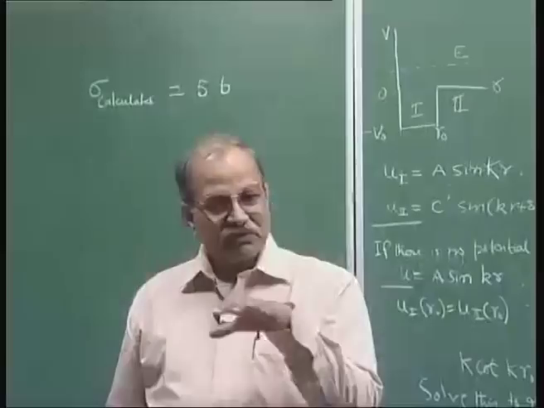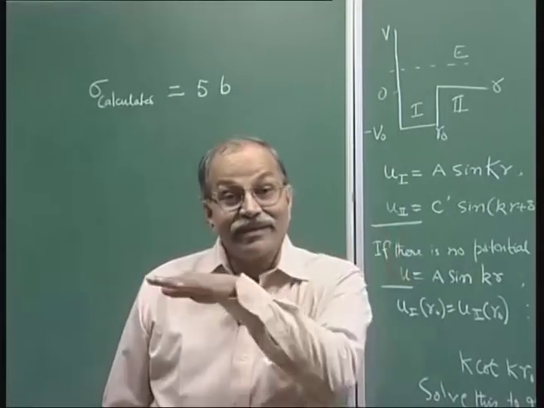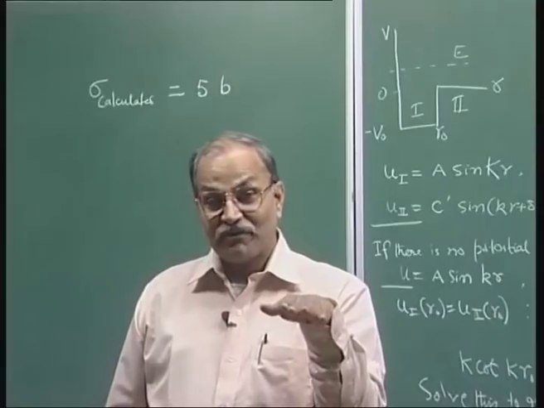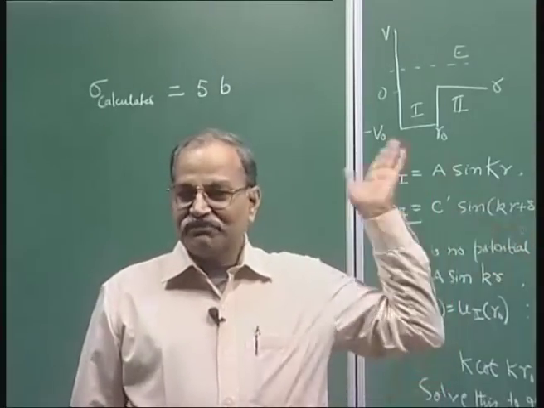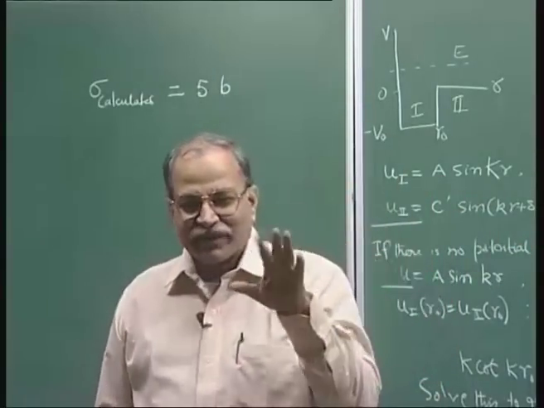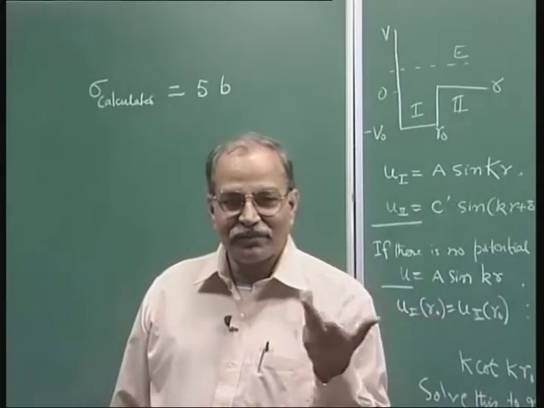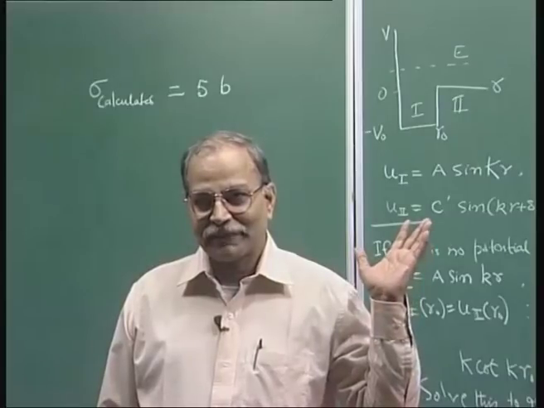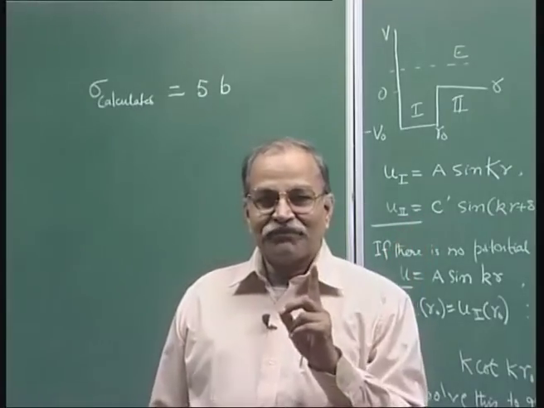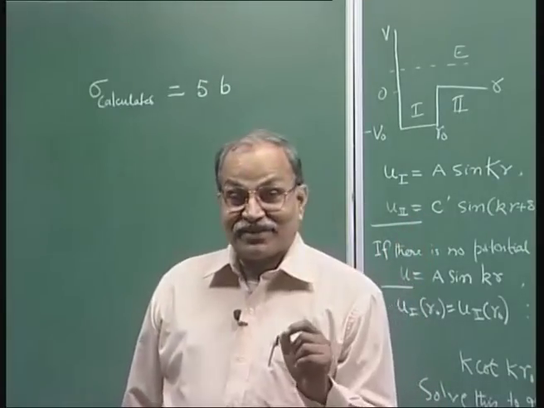So, you can change the potential and still get that minus 2.225 MeV, but the value of sigma will not change much. It will be somewhere around 5 barn, 4 barn, 2 barns, 3 barns, depending on what potential you are taking. Now, I will show you the experimental results, okay.